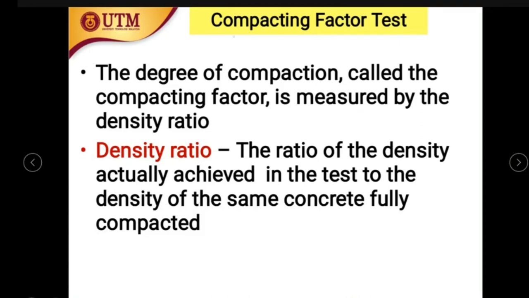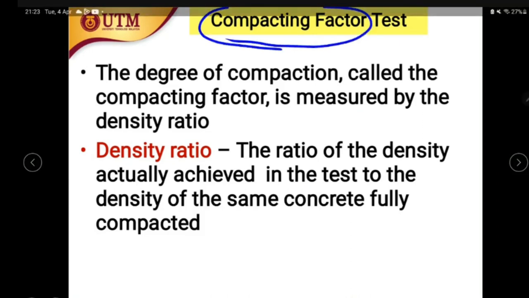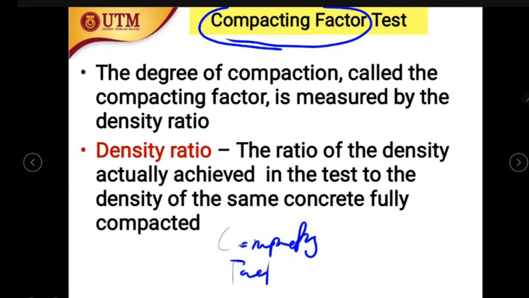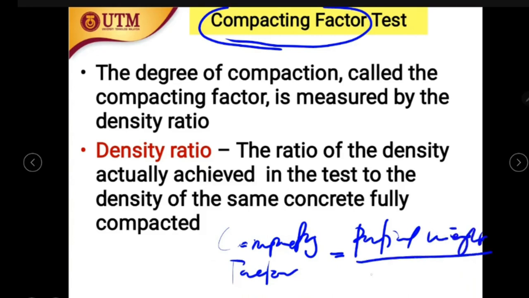Of course, from its name, you can already see that. The main purpose of this test is to get the compacting factor. So what actually is the compacting factor? The compacting factor can be obtained by dividing the weight of the partially compacted concrete by the weight of the fully compacted concrete.